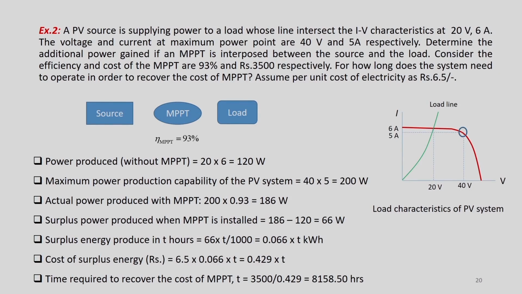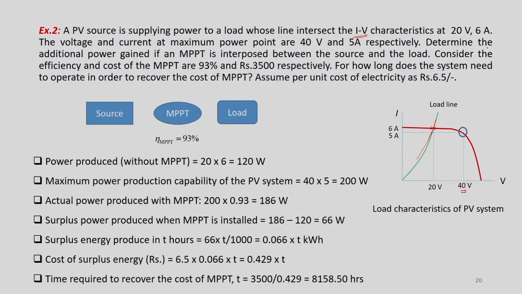Now, let us solve one more problem. The problem goes something like this. A PV source is supplying power to a load whose line intersects the IV characteristics. This is the load line and this is the source line, and this is the point of intersection. The coordinates are given here. This is the maximum power point, with coordinates 40 volt and 5 ampere, and the intersection point is 20 volt and 6 ampere.